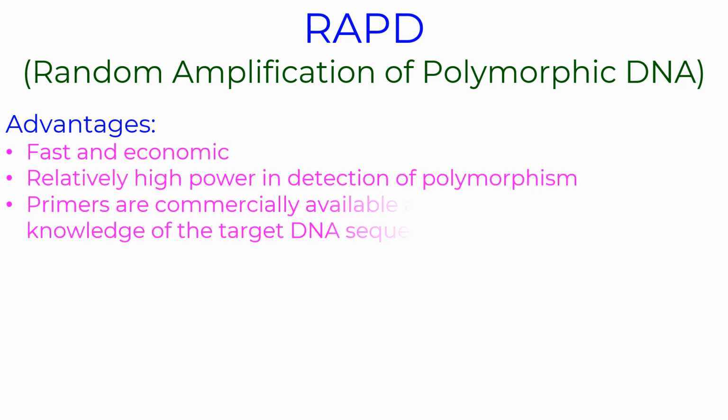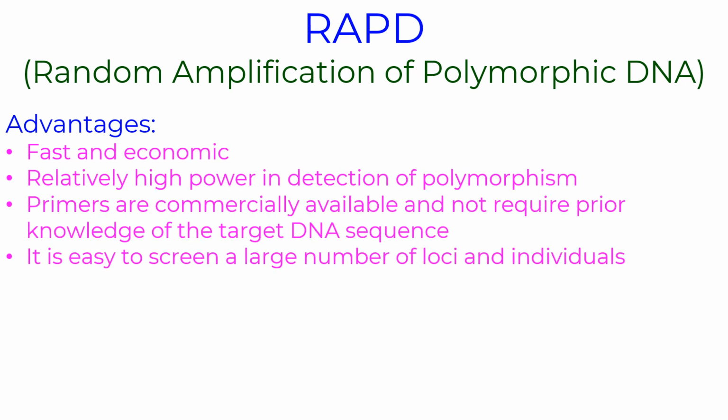Advantages. They are fast and economic. They have a relatively high power in detection of polymorphism. Primers are commercially available and do not require prior knowledge of the target DNA sequence, and it is easy to screen a large number of loci and individuals.